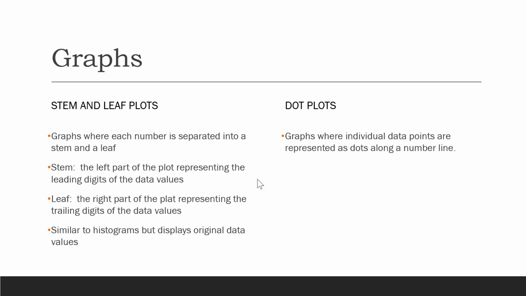Dot plots are graphs where individual data points are represented as dots along a number line. Dot plots are great for small to medium-sized data sets. And so that's the advantage here. You may see them used there.